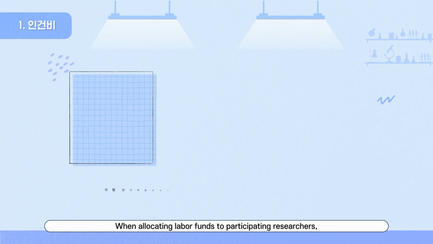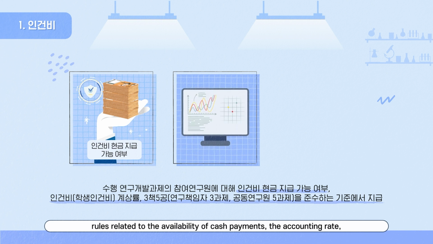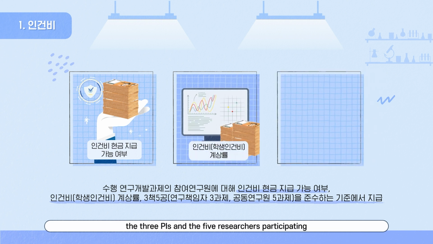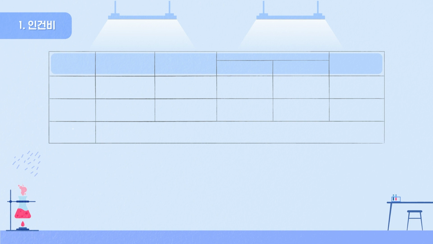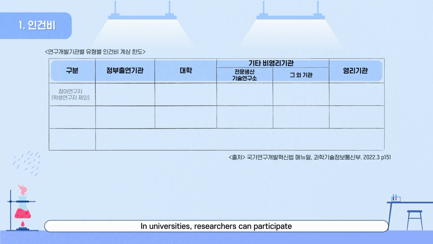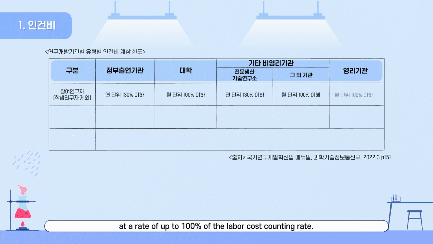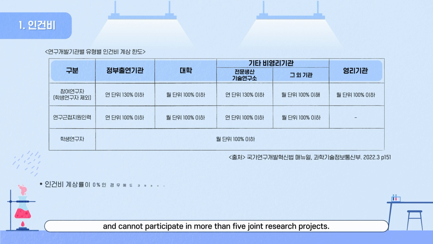When allocating labor funds to participating researchers, rules related to the availability of cash payments, the accounting rate, the 3 PIs, and the 5 researchers participating in government-funded R&D projects should be obeyed. In universities, researchers can participate at a rate of up to 100% of the labor cost counting rate. Even if the labor cost counting rate is 0%, one researcher acting as the PI cannot exceed the 3 project limit and cannot participate in more than 5 joint research projects.